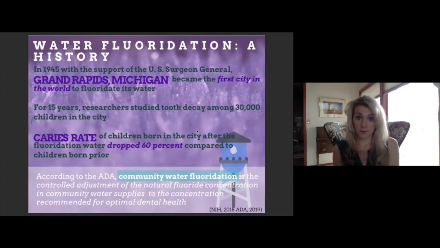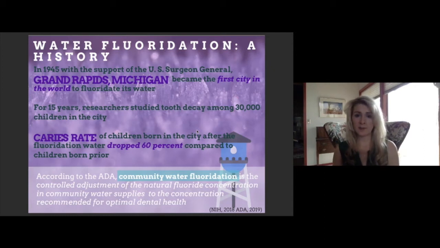So, a history of water fluoridation, which hasn't come as the easiest task for cities across the United States and throughout the world. In 1945, Grand Rapids, Michigan was the first city in the world to fluoridate its water supplies. For 15 years, researchers studied the tooth decay among this population. 30,000 children in this city were studied, and it showed that the caries rate of children born in the city after the fluoridation of their water supply dropped 60% compared to children born prior. This was a huge, huge difference.